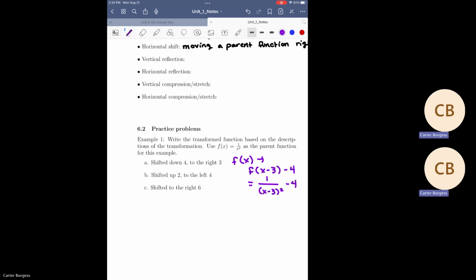All right, I'm going to give you guys a couple minutes. Take a stab at B and C as well.